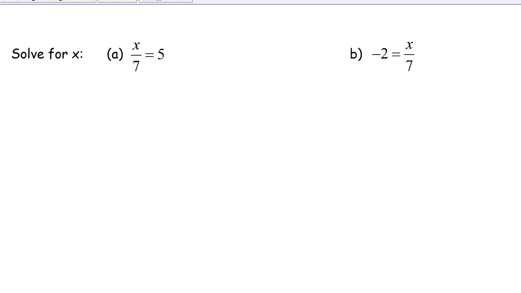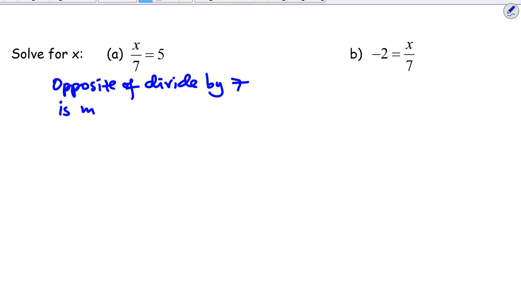Okay, here are other examples. Solve for x. The same thing here, x is divided by 7, and the opposite of divide by 7 is multiply by 7. So our equation is x over 7 = 5.